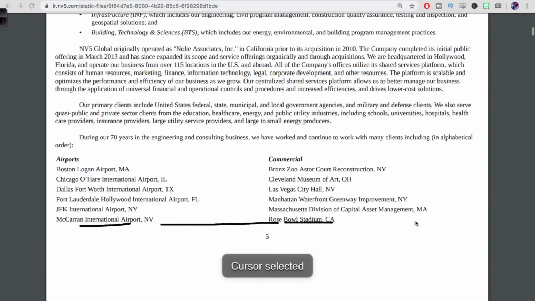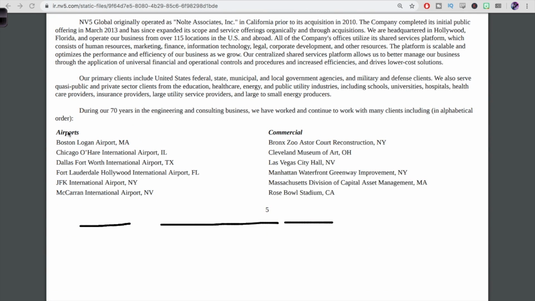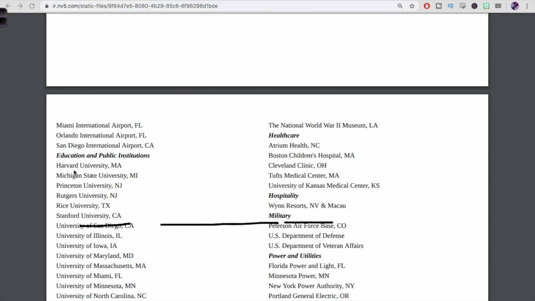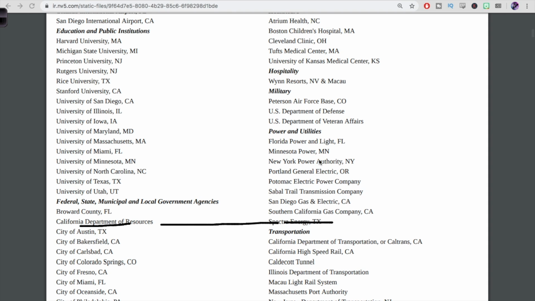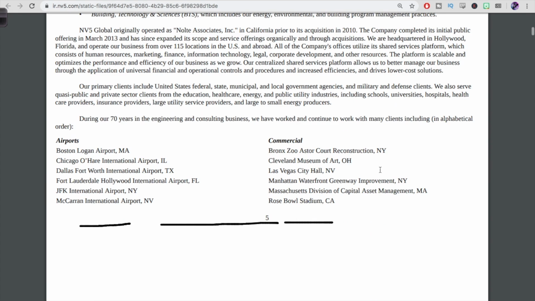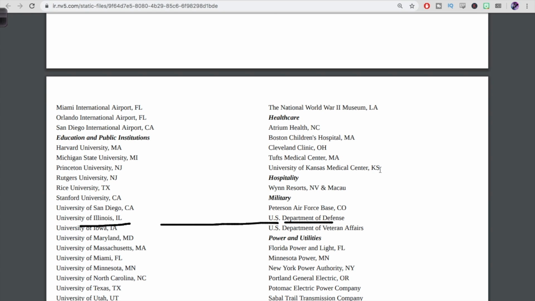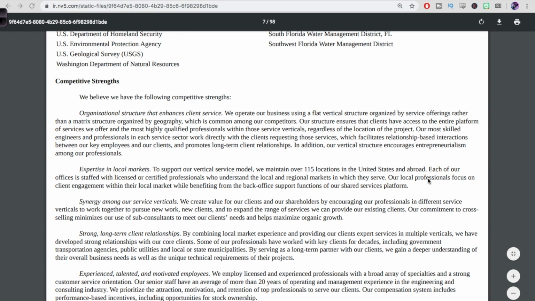And under that, they have a whole list of clients they have worked with. They work with airports, a bunch of universities, healthcare businesses, the military, federal and state government. So this is valuable information for us. It tells us who this business is targeting with its services. And that brings us right into item number 3, the competitive advantage of the business.